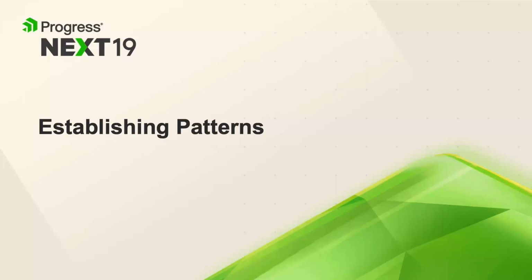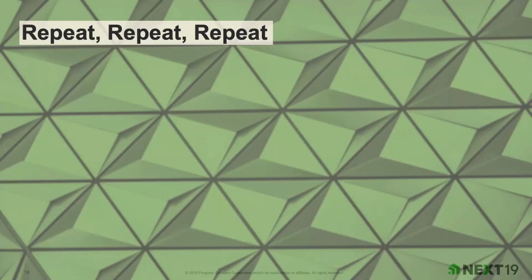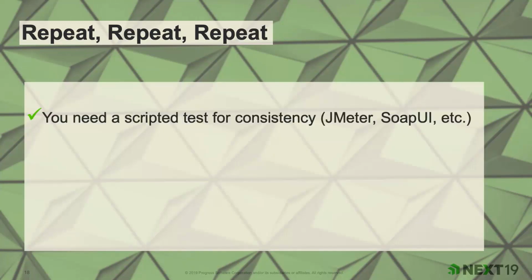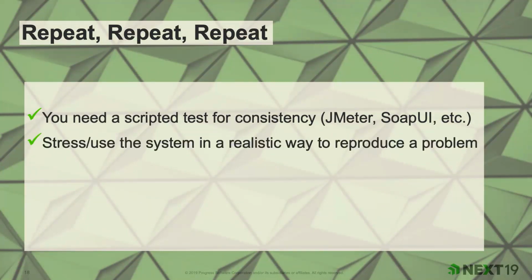All right, so how did we do this? Well, the key is repeat, repeat, repeat. You need something scripted. You need to use a tool that can let you repeat things without you having to worry about it. So JMeter, SOAP UI, Load Runner, all of these are tools that you can set up scenarios and you can run them, and they will run the same way every time, reducing the number of variables that you're potentially changing.